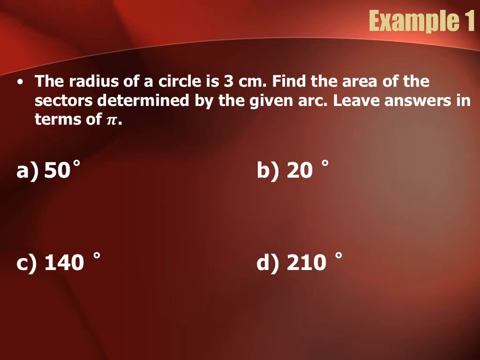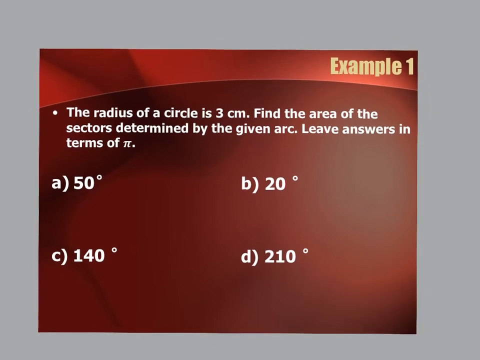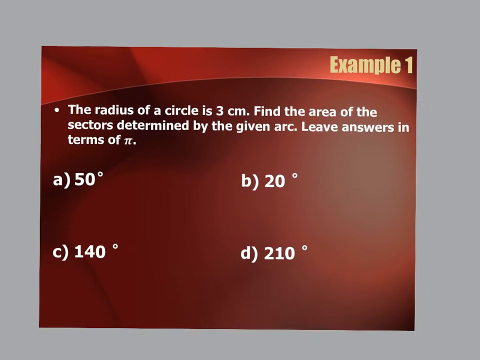So example 1 says, the radius of the circle is 3. Find the area of the sectors determined by the given arc and leave answers in terms of pi. So for each one of these, I need to know that the area of the sector equals the measure of the arc over 360 times pi r squared. So I'll start with A. This would be 50 over 360 times pi times r, which we said is 3, squared.